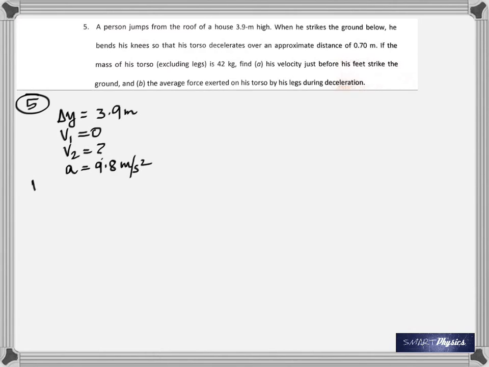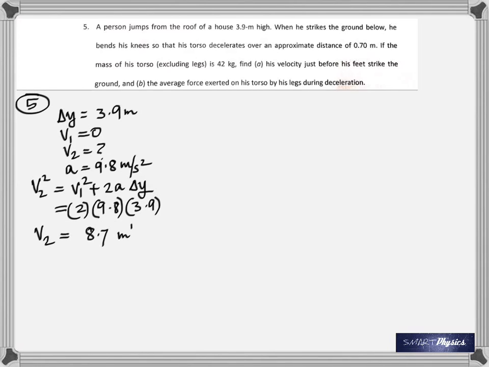This is what I was saying in case one. And the equation is v2 squared is v1 squared plus 2a delta y. Initial velocity is 0, so that term is gone. Of course, you have to take the square root of that. You will get 8.7 meters per second. That is the velocity with which his feet will strike the ground.